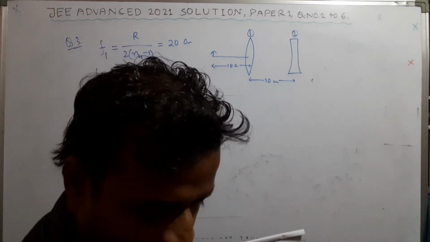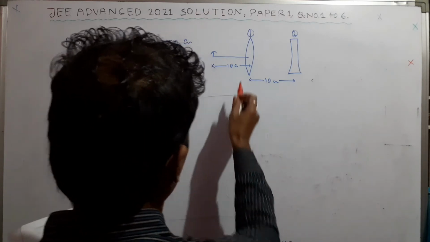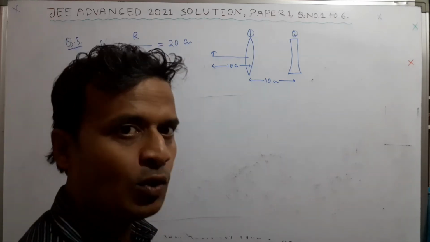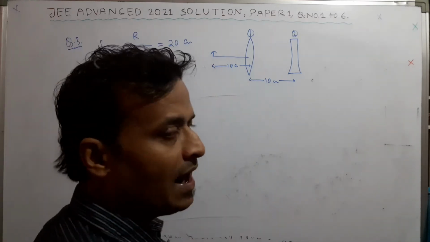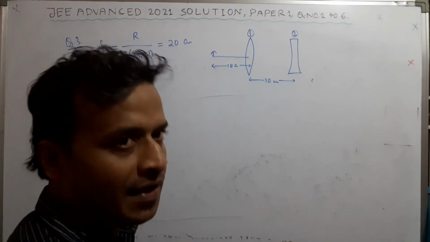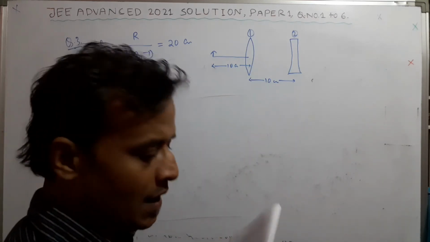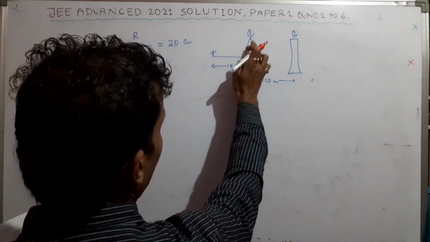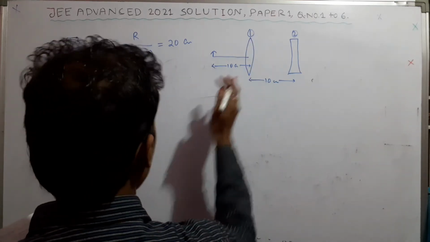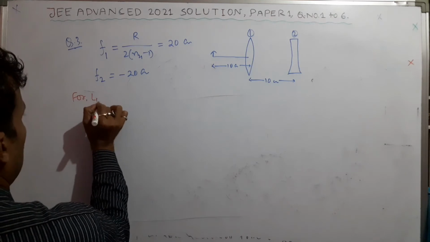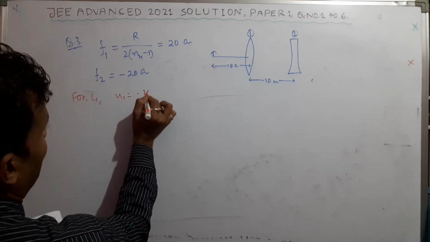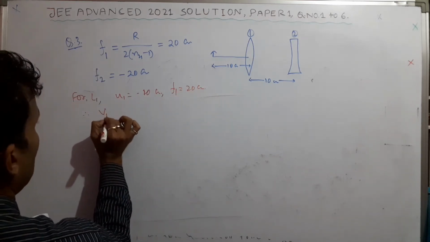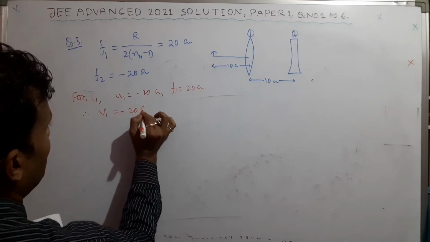Now for the first lens, the object distance is 10, that means half of the focal length. We know that if an object is placed at a distance equal to half of the focal length in front of a convex lens, then its image forms virtual and erect, and forms at the focus itself. So without any calculation, we can say that for lens 1, u1 is equal to minus 10 centimeter, f1 is equal to 20 centimeter. Therefore v1 undoubtedly is minus 20 centimeter.